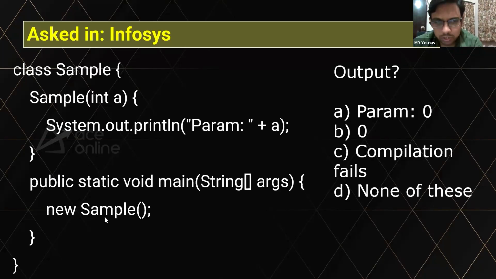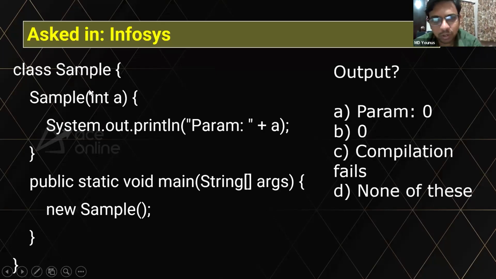Why? Because which constructor am I calling? A default or no-argument constructor. But which constructor do I have here? One with a parameter. Once you have one parameter, this is a very common mistake. Generally, if you don't have any constructor, then this is legal. But the moment you provide your own constructor, you know that the default constructor will not be provided. So that's why you will be getting an error.